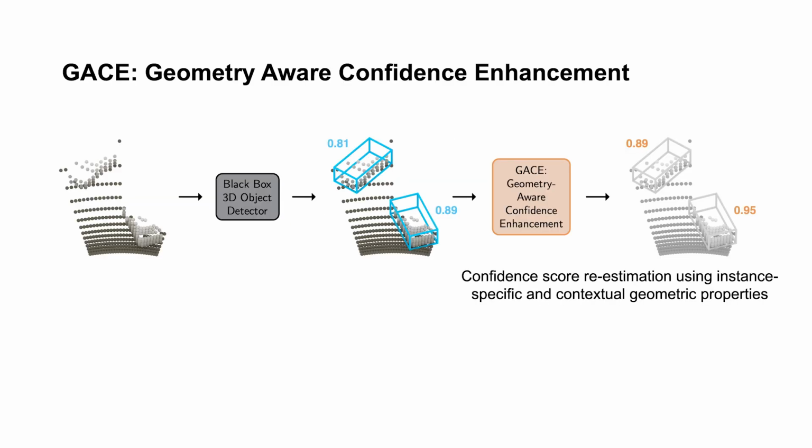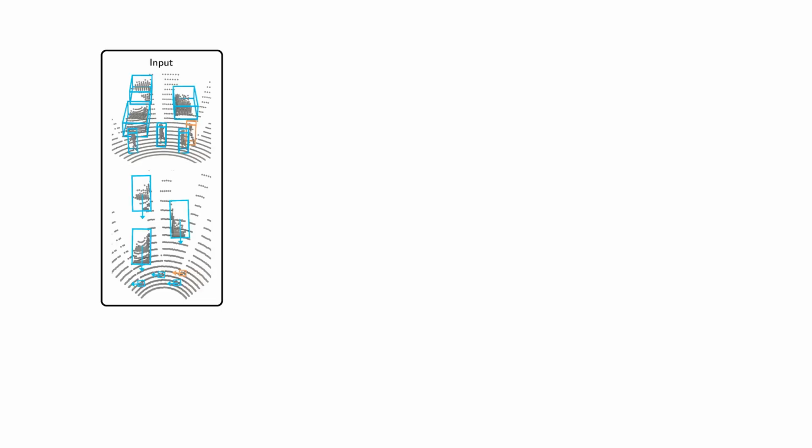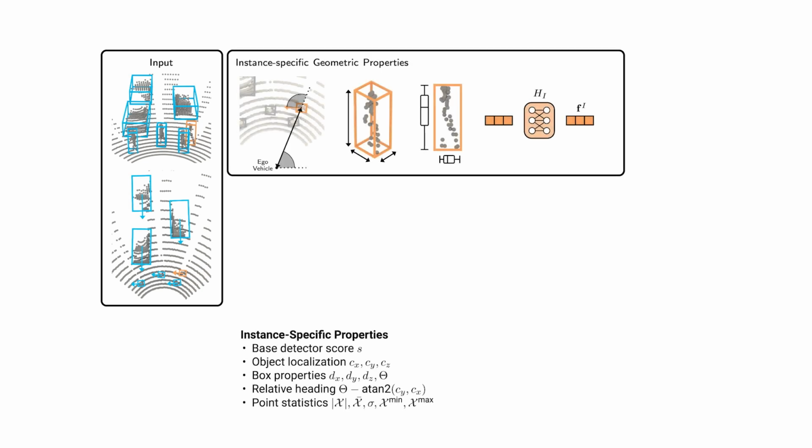Inspired by these observations, we present GACE, an intuitive and highly effective method to improve the confidence estimation of any black box detector using geometric information. Given a set of detections from the base detector, we explicitly use these neglected features to enhance the expressiveness of the confidence values. In the first step, instance-specific features such as the base detector score, the position and dimension, the relative heading angle, as well as low-level point statistics are transformed into a compact representation using an MLP.